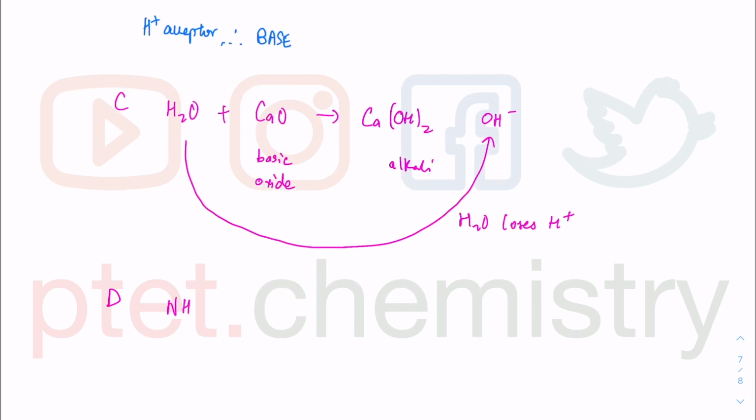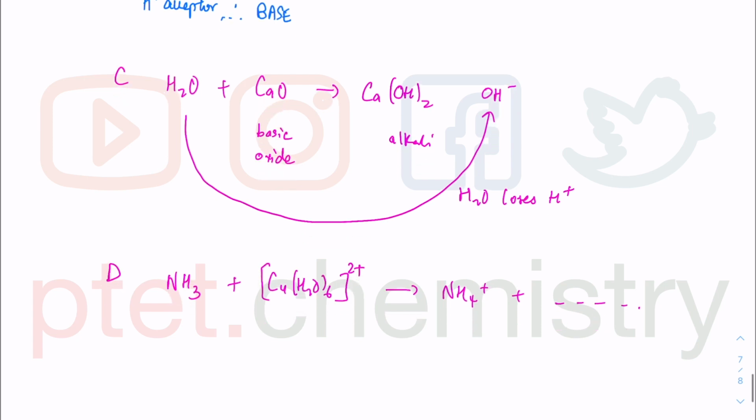Now you have NH3 plus the CuH2O6 2 plus, and you get NH4 plus and so on. Actually, I should probably write out the rest, because that is the important bit there. This is part of A2 transition metal chemistry actually.